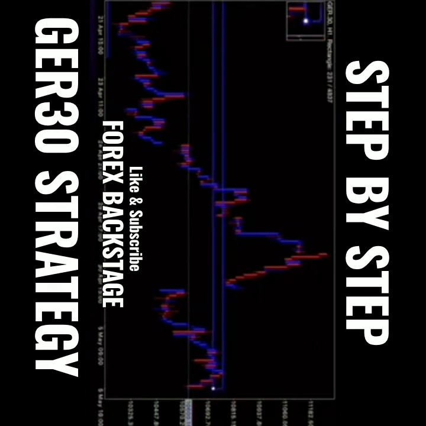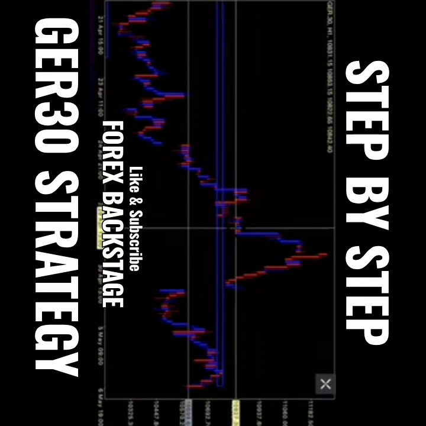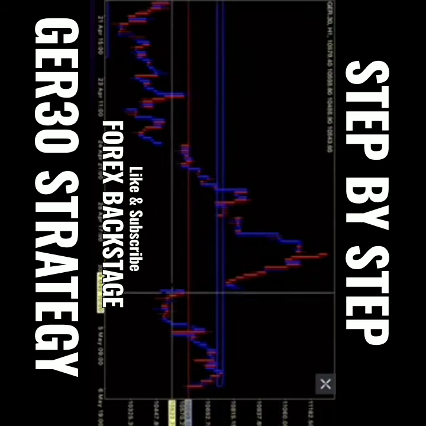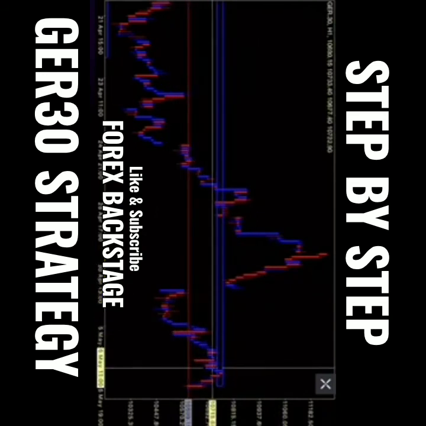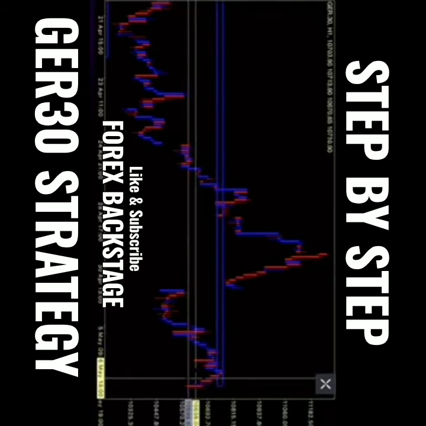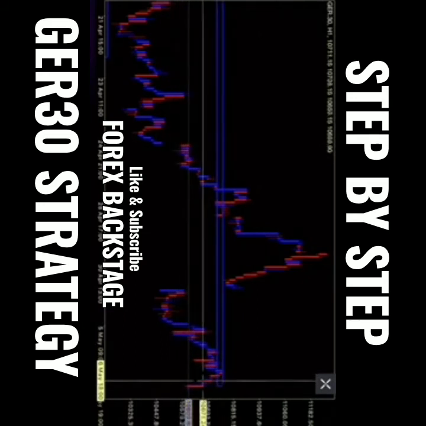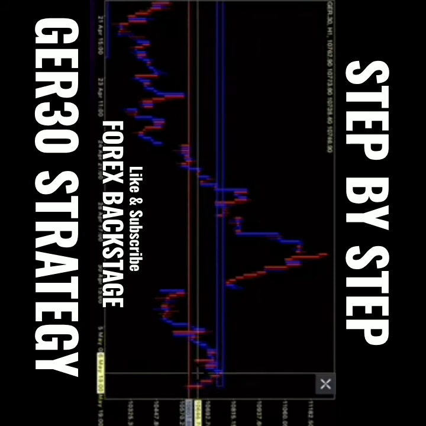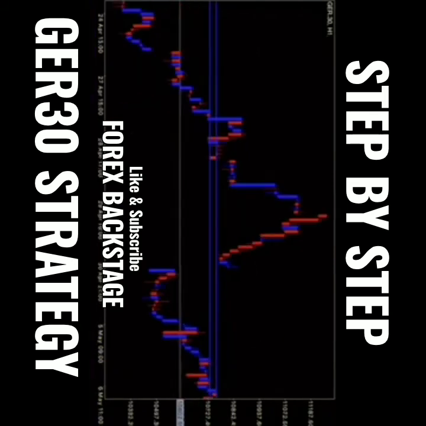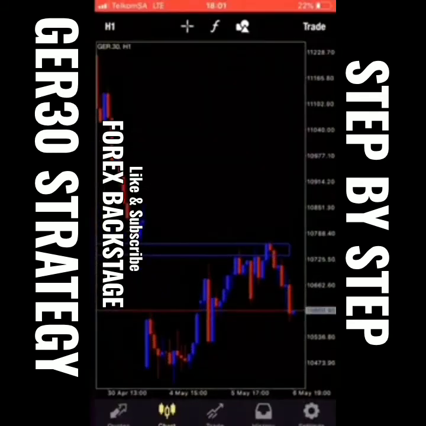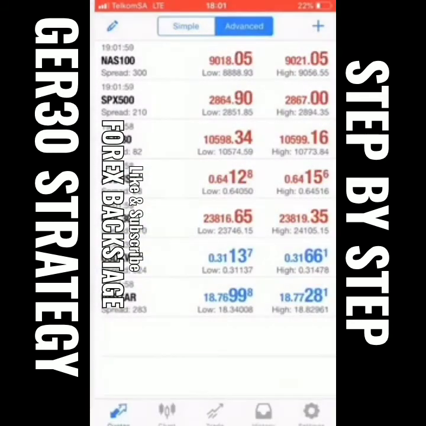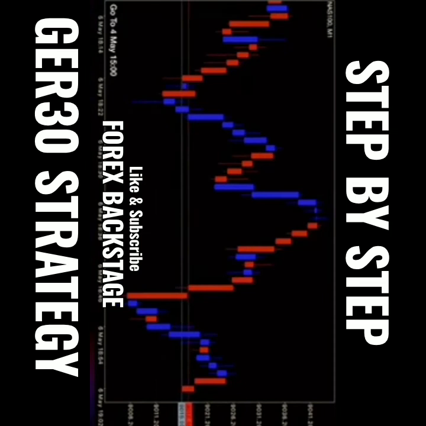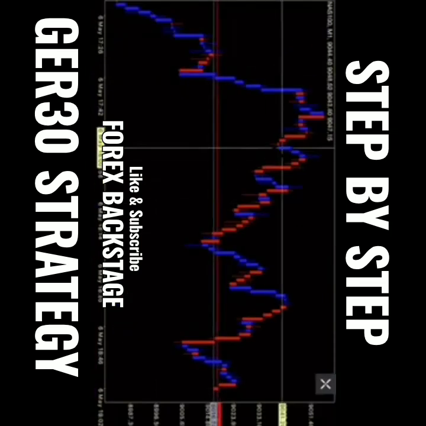And then this support turns to a resistance. Why? Because there was a breakout here and then it retested. So since it is retesting, this means Nasdaq is selling, because this is a resistance and GER30 is selling, so Nasdaq is also selling. If you don't believe me, let's switch to Nasdaq and you'll be able to see Nasdaq selling. Take a look. I've told you, Nasdaq is selling. It's been selling from here.